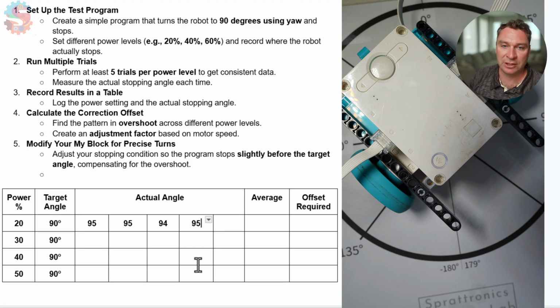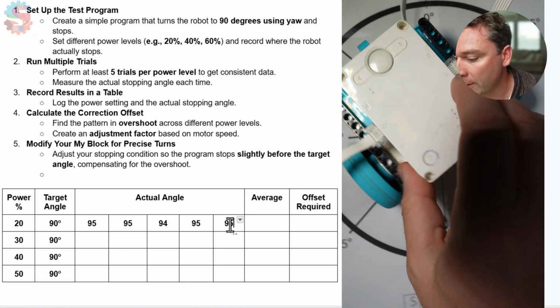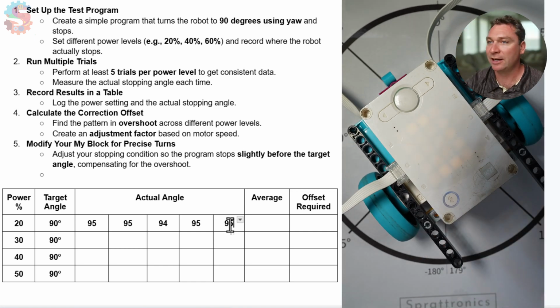And I am doing this on my unit circle, but I'm not using the lines on my unit circle. It's just helping me to make sure that my robot stays in the middle of the paper as it turns and to stay lined up on the camera. Our average right there is 95. So we need an offset of -5 for that to be perfect.